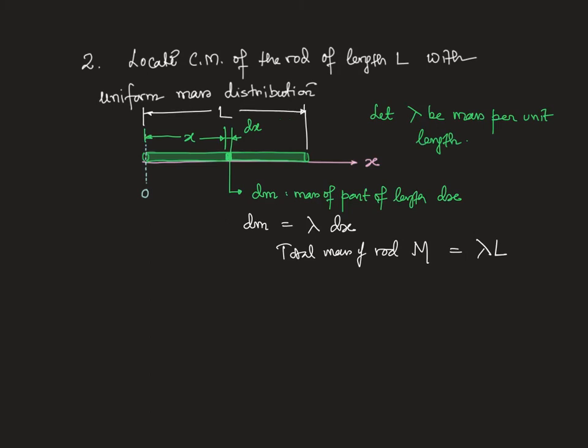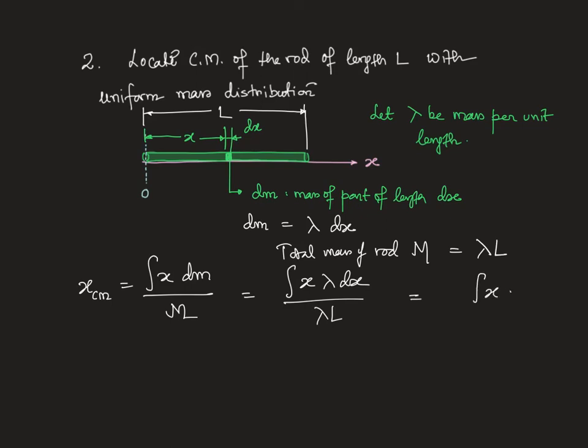Okay, so now let's apply the formula of finding center of mass. xcm is integration of x dm divided by M. So integration of x into lambda dx divided by lambda L. So this lambda will cancel out. So integration of x dx divided by L.